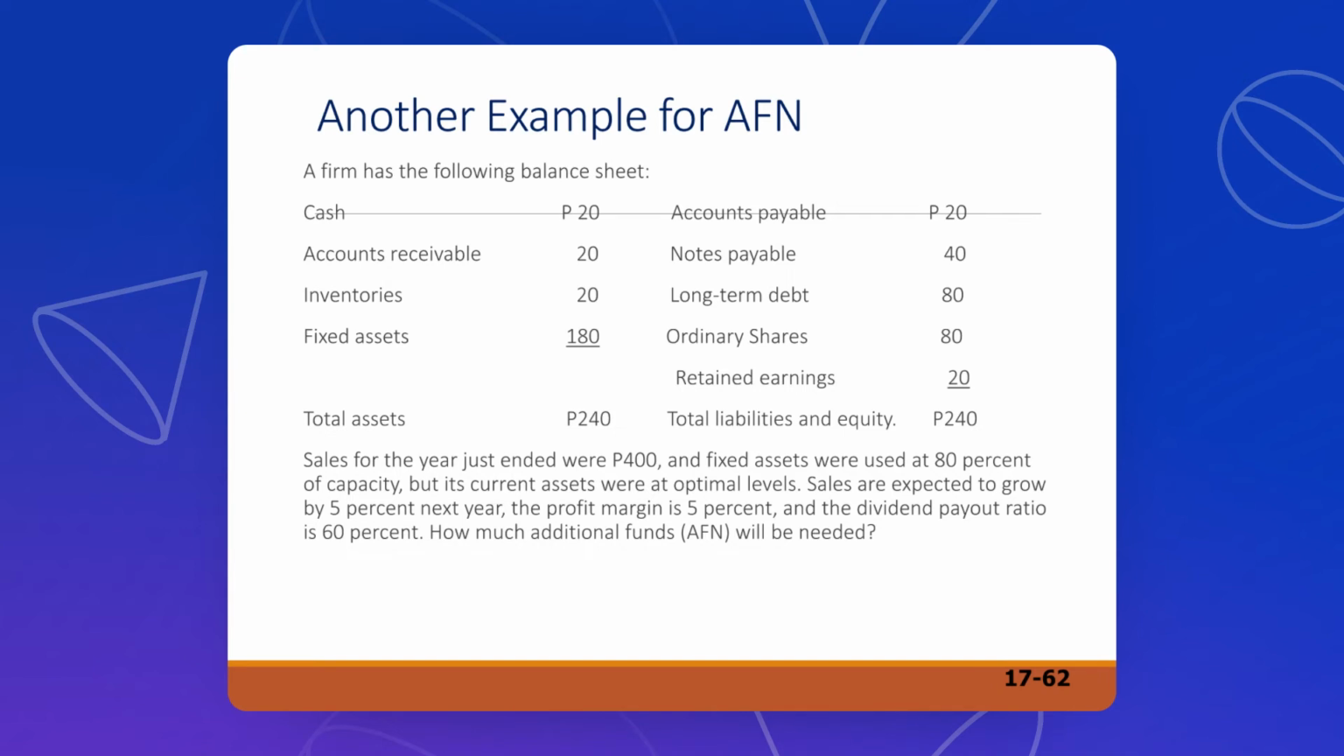Okay? Sales for the year just ended were 400. And the fixed assets were just at 80%. Okay, please take note of the capacity. Kasi very important here is about the capacity. Diba kanina as discussed a while ago? Okay? But its current assets were at optimal level. Sales are expected to grow by 5% next year. And the profit margin is at 5%. And the dividend payout ratio is at 60%. How much would be your additional funds needed? Okay. Please take note of this now. It's specifically about your additional funds needed.